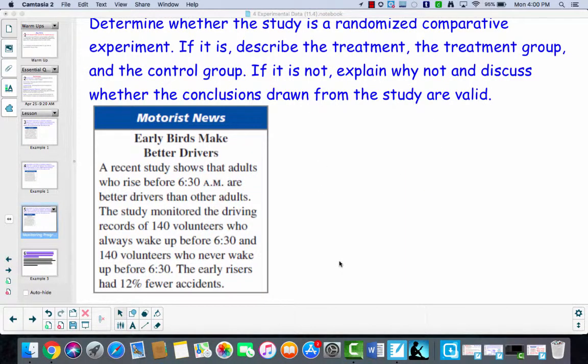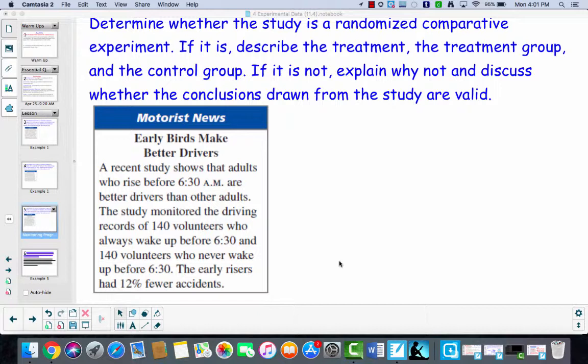Okay, here's your last one. I want you to try this on your own. A recent study shows that adults who rise before 6:30 a.m. are better drivers than other adults. The study monitored the driving records of 140 volunteers who always wake up before 6:30 and 140 volunteers who never wake up before 6:30. The earlier risers had 12% fewer accidents.